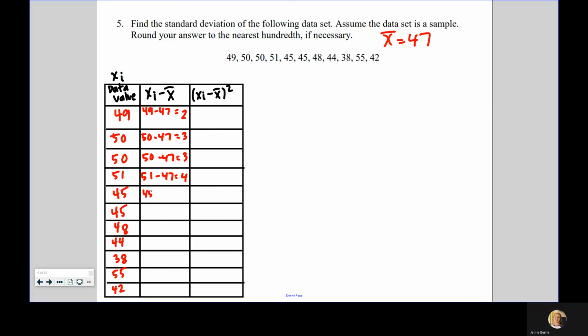45 minus the mean. 45 minus 47 is negative 2. 45 again, so 45 minus 47 is again negative 2.